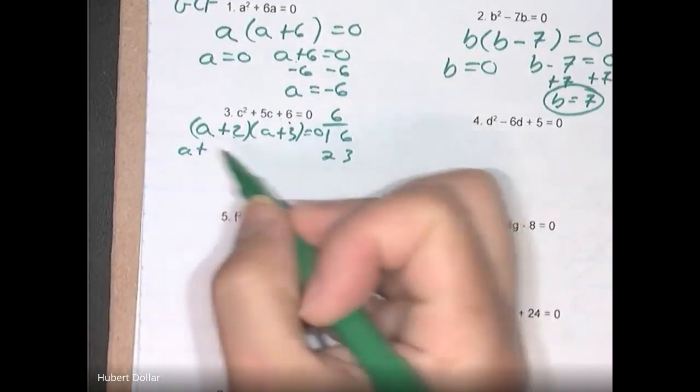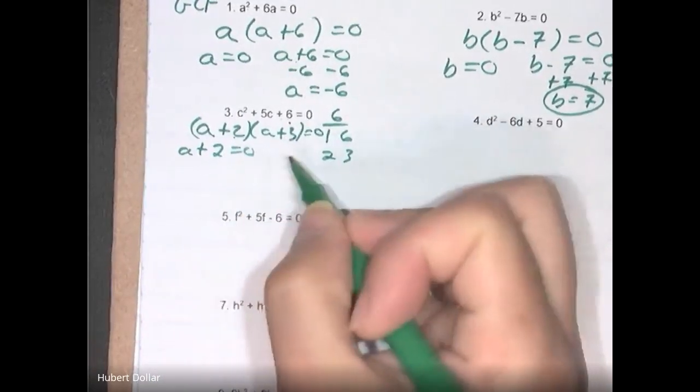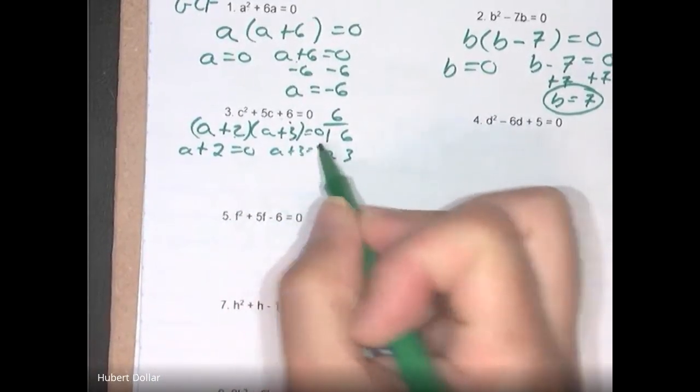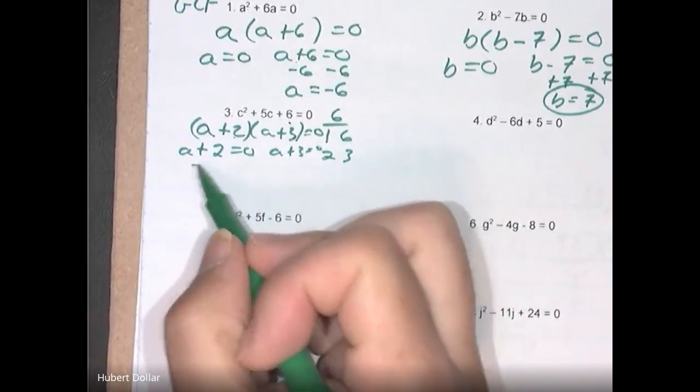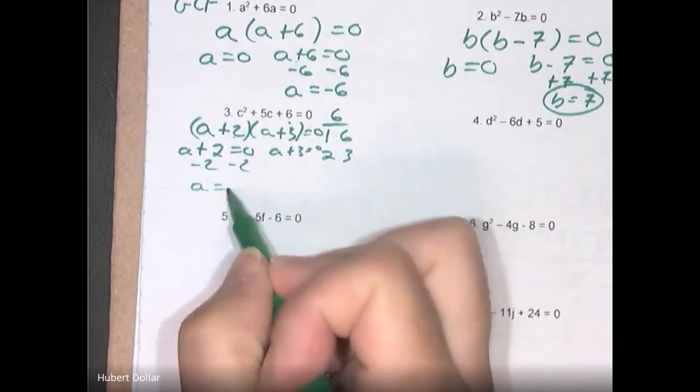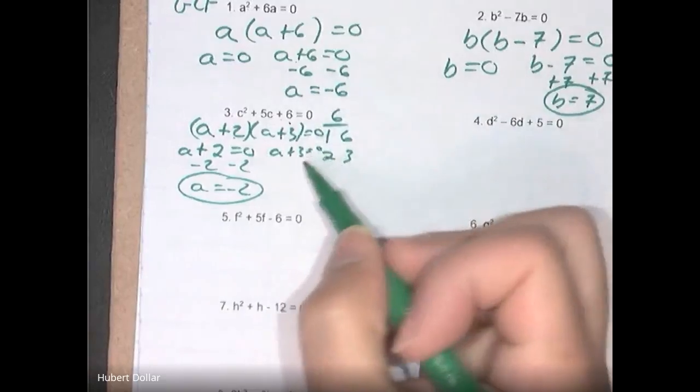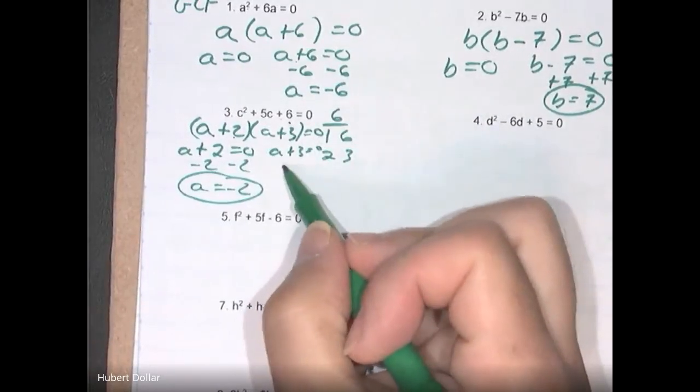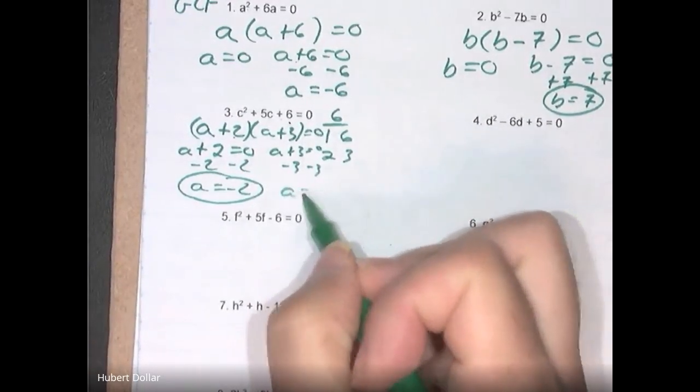Using the zero product property, a plus 2 equals 0, and a plus 3 equals 0. The opposite of adding 2 is subtracting 2, so a equals negative 2. The opposite of adding 3 is subtracting 3, so a equals negative 3.